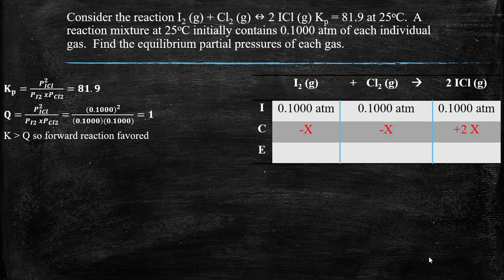So at equilibrium, the amount of iodine will be 0.1000 minus X. The chlorine will be the same, and the iodine monochloride will be 0.1000 plus 2X. And K sub P here is not big enough that we can say forget about X. But I did give you the hint that you would not need the quadratic equation.